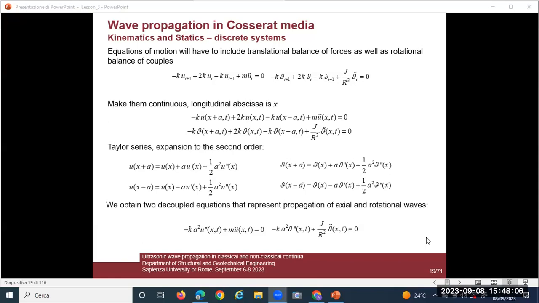The only thing, pay attention to that, is that this time you have two decoupled equations. One represents axial waves, exactly as what we have in a bar, exactly as what we've done for the system of particles interacting locally. Plus, you have another equation which represents rotational waves. These rotational waves propagate in space and just involve rotation of the particles, no displacement.